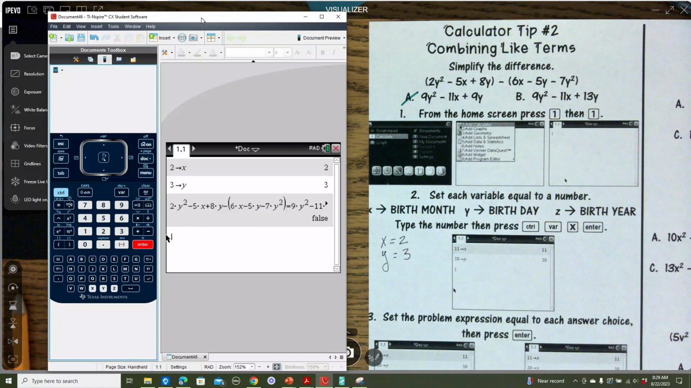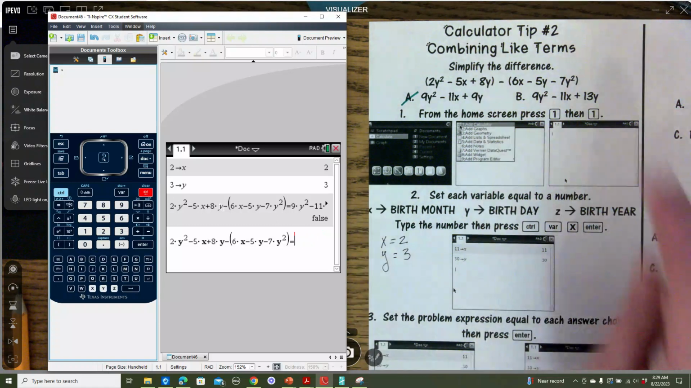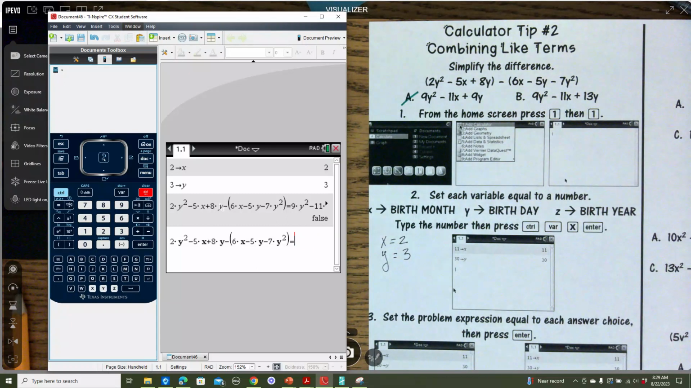Now I could type all that in again, or I could press the up arrow key here. And so now false is highlighted. I can press it up again and highlight the problem. And I can just hit delete till I get to that equal sign. So I don't have to type all of that in again. And now I can type answer choice B in.